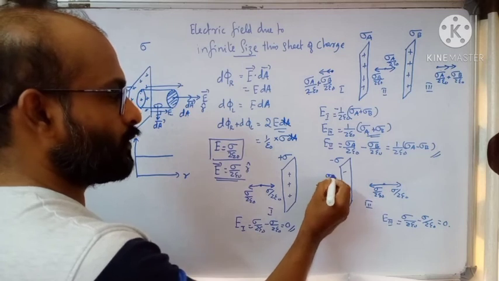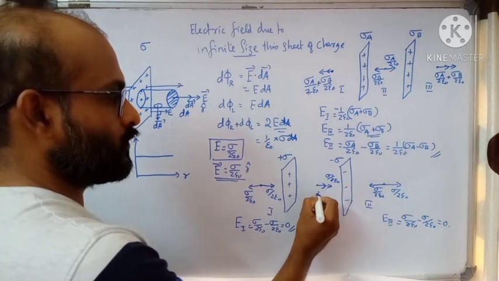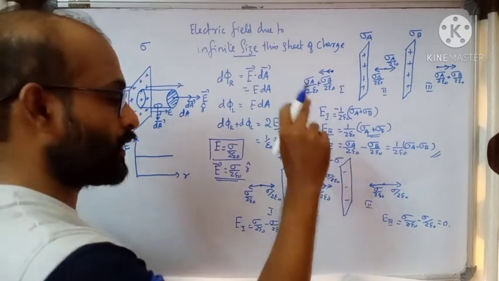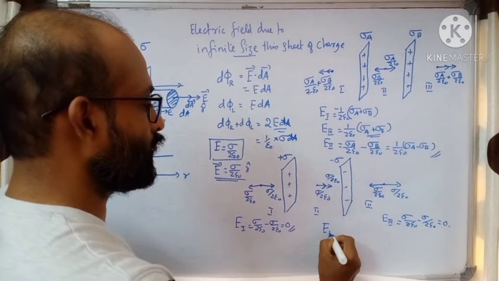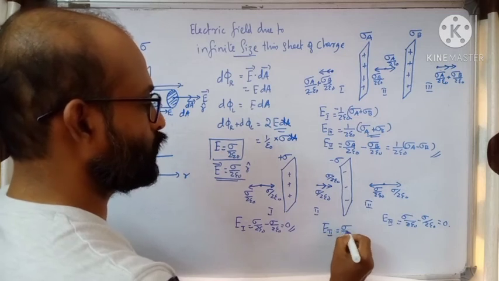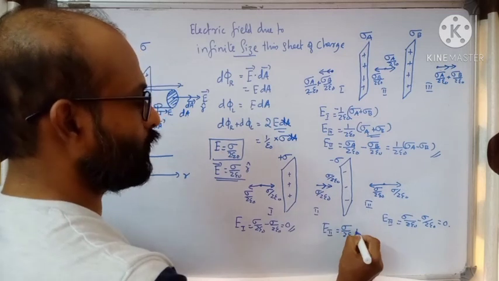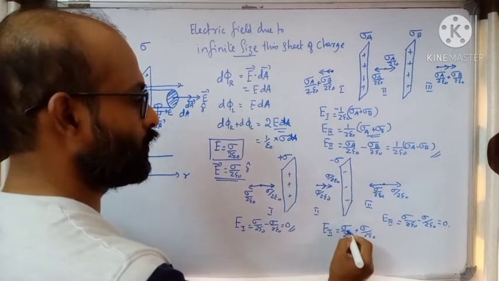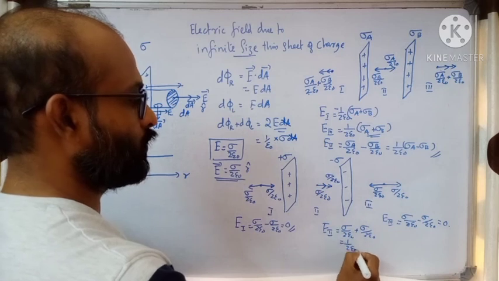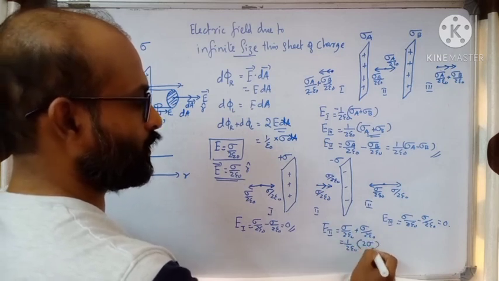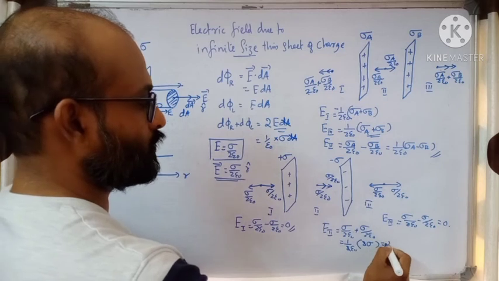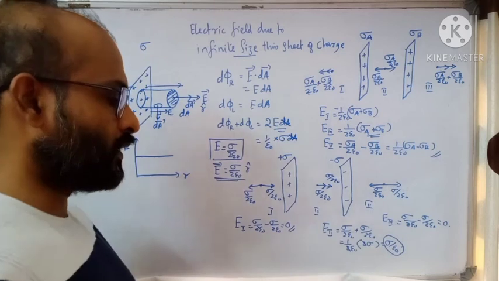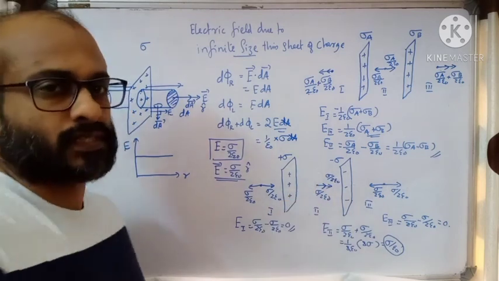For this we have sigma by 2 epsilon 0, and this also is sigma by 2 epsilon 0. Two fields in the same direction. So what's the net field in region 2? Sigma by 2 epsilon 0 plus sigma by 2 epsilon 0, because the two fields are in the same direction. That is 1 by 2 epsilon 0 times (sigma plus sigma), which is 2 sigma. The 2 cancels, and you will get sigma by epsilon 0. This is the net field in the region between these two sheets.